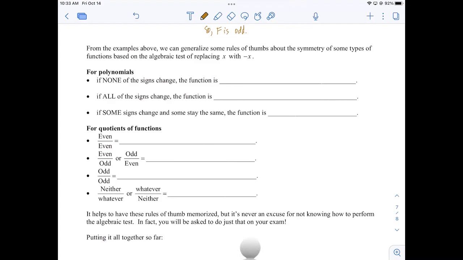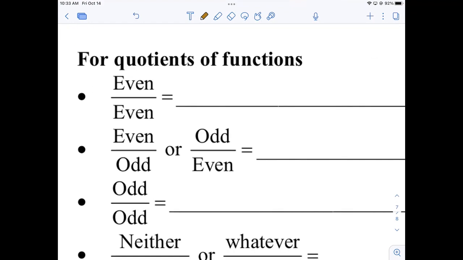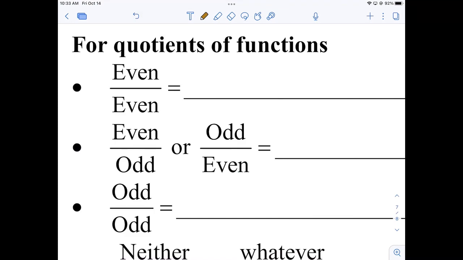Let's summarize. Ready? For polynomials or for single line things, if none of the signs change, the function is what? Even. I'm going to put a big E. If all of the signs change, the function is odd. If some signs change and some stay the same, the function is neither. That's neither here nor there. And then for quotients, even over even is even.